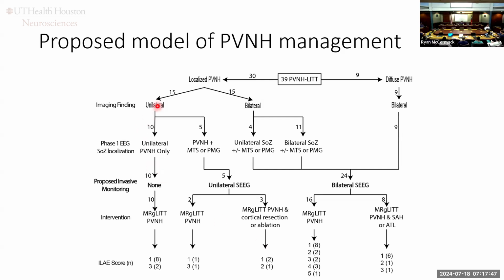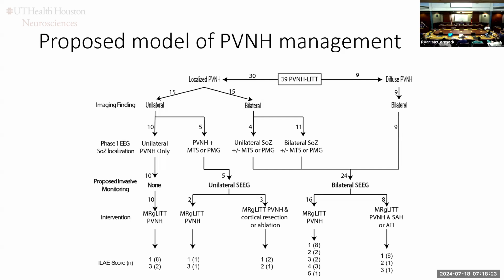You can see that here in this aim, where if they have unilateral PVNH and don't have anything else on findings, go straight to MR-guided laser ablation. And then, as expected, if patients have PVNH and other malformations, do an SEEG to confirm: is it PVNH or is it something else? And for all patients with bilateral disease, because it's usually a higher overall PVNH burden, do a bilateral SEEG and invasive monitoring to see where exactly everything is coming from.